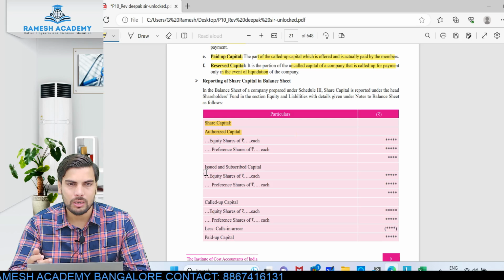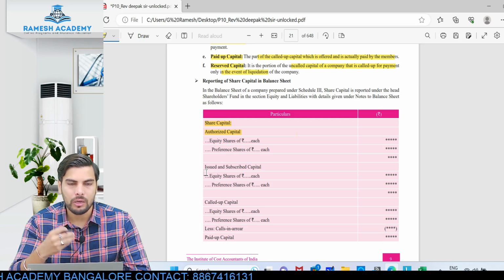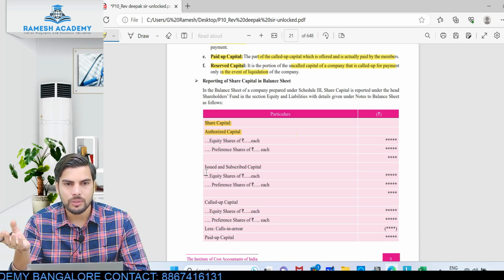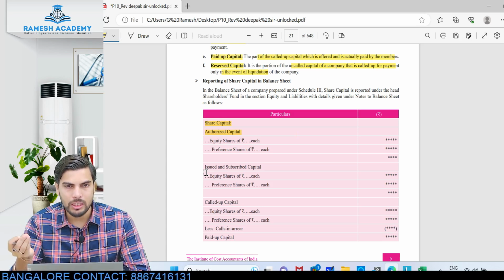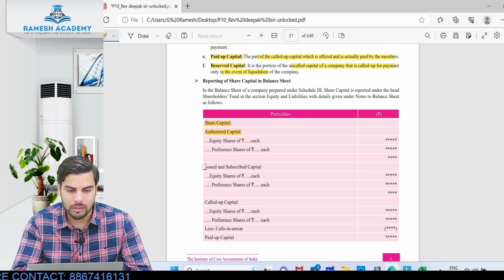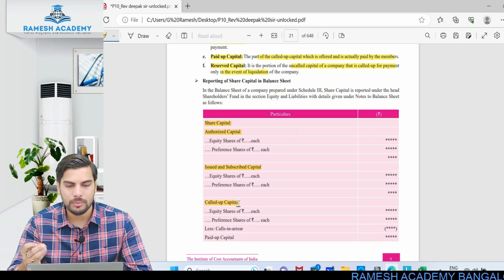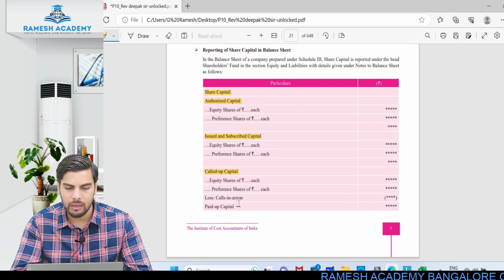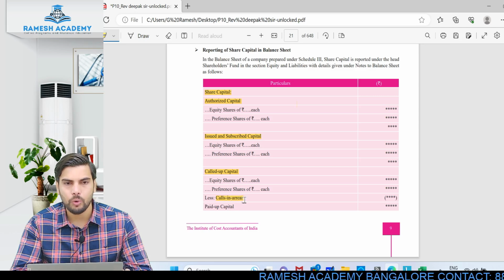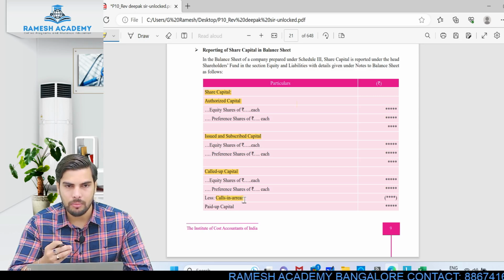After authorized, what comes? Issued share capital. This is the maximum shares which can be issued, but the company actually issued these many shares. Out of these issued shares, how many shares are subscribed? Look at the third one, issued and subscribed. Then out of these subscribed shares, the company will be making a reminder to the shareholders. That would be treated as called up share capital. And finally, those people who did not make the payment, that would be treated as what? That would be treated as arrears amount.